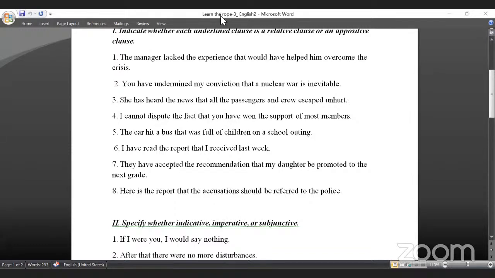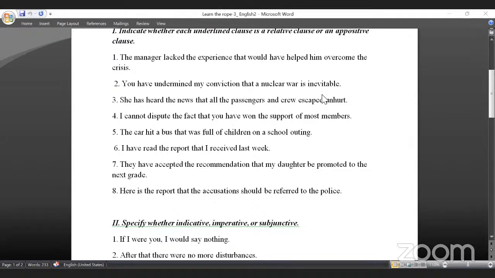But you don't have it in the sentence as such, right? Yes, you have: the car hit a bus. That is one sentence. Then: was full of children on a school outing. Is that a sentence? It's not complete. Let's take out that, because that is the one which is common. Was full of children on a school outing. No, it's not complete, right?